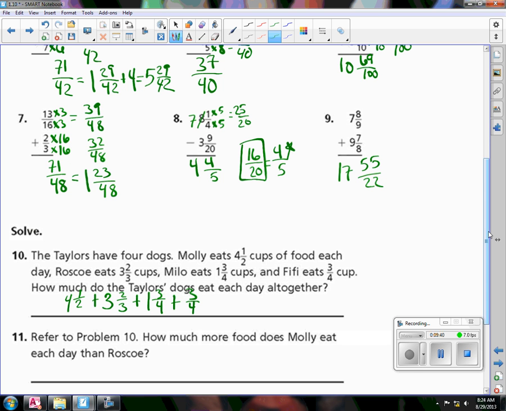My common denominator is 12. So what I want you guys to do is convert all these to 12ths and then come back and check them. Okay, welcome back. When you guys got these converted, you should have found this one is 4 6/12, this one is 3 8/12, this one is 1 9/12, and again, 9/12. Okay, now add all those up and then simplify.